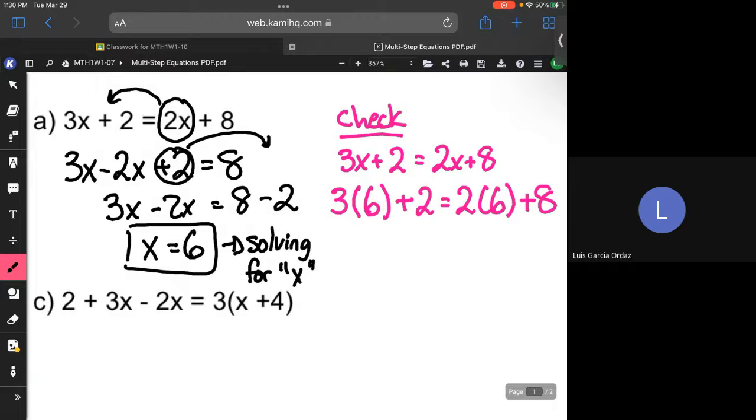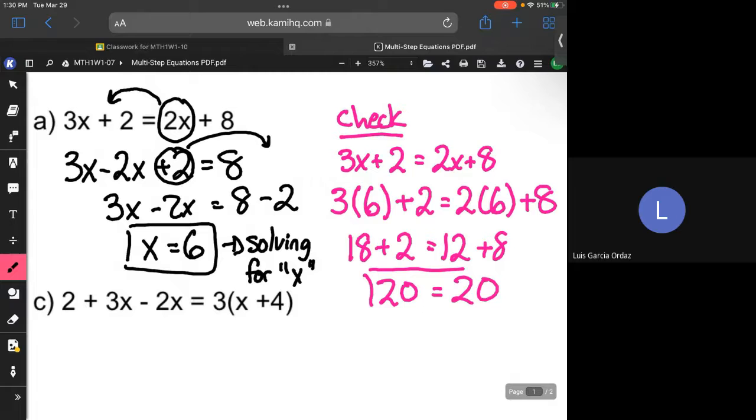So yeah. So for my left side, who can tell me using PEMDAS what we do first? Matthew. Okay, what is it? What's 3 times 6? 18. Okay, so we have 18 plus 2 on the left side. What do we have on my right side? Austin. Isn't it 12 plus 8? Yep. So 18 plus 2 is equal to what? 20. And what's 12 plus 8? 20. So because both sides give me the same answer, it just verifies to me that x is equal to 6 is the correct answer to this question.